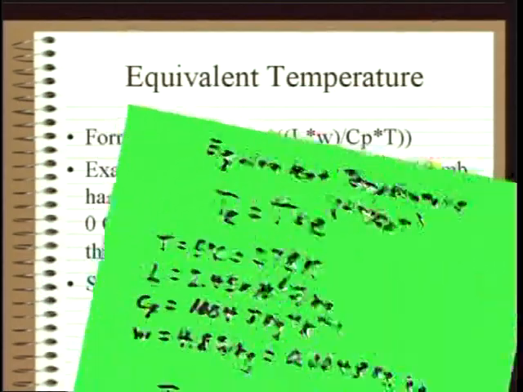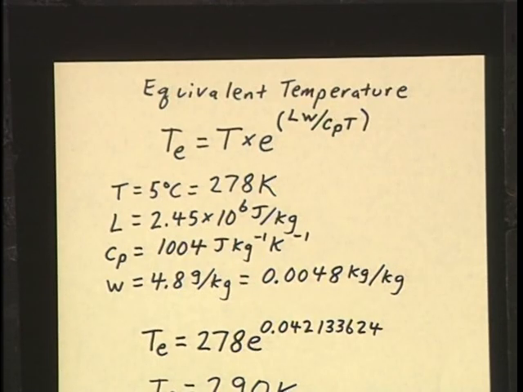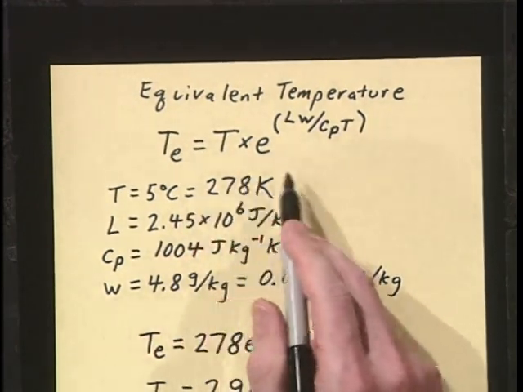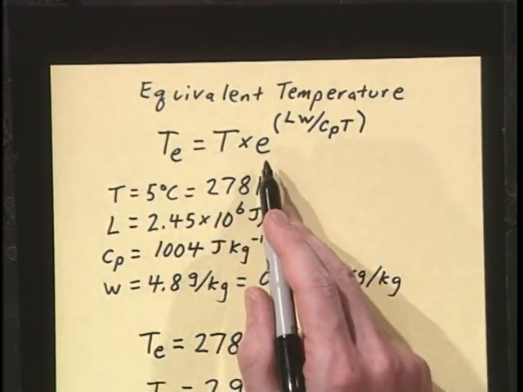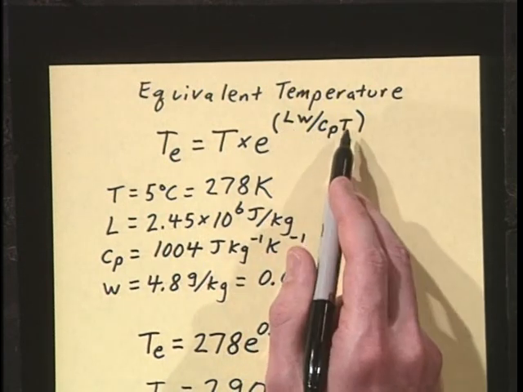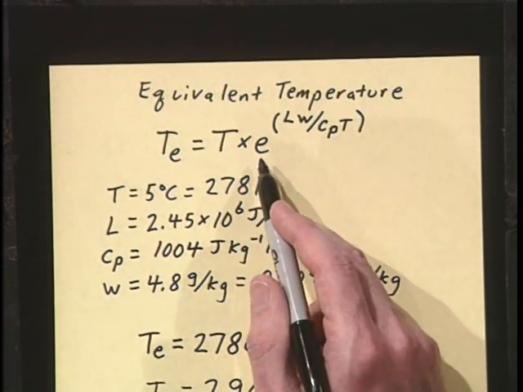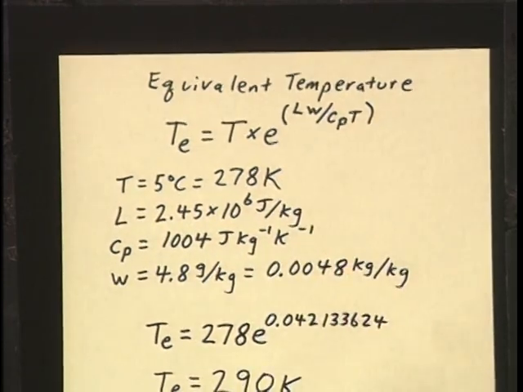On the overhead camera, we'll look at how to solve this problem. There's the equivalent temperature and our equation. We have an exponential function here, so we've got these four terms up here that we need to multiply and divide out, and then take the exponent of that value.